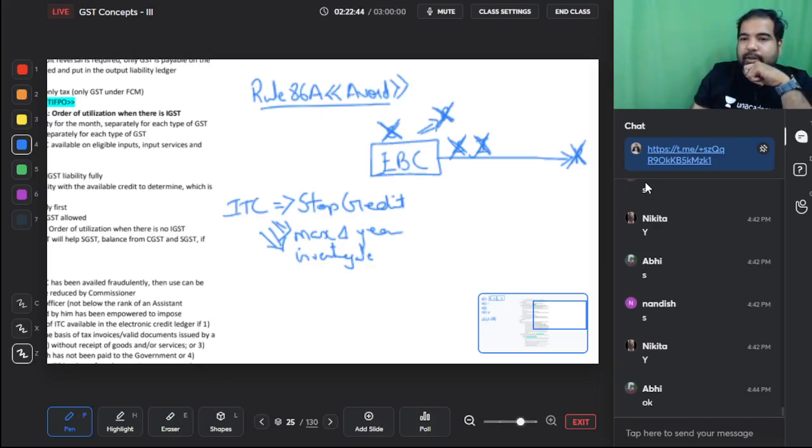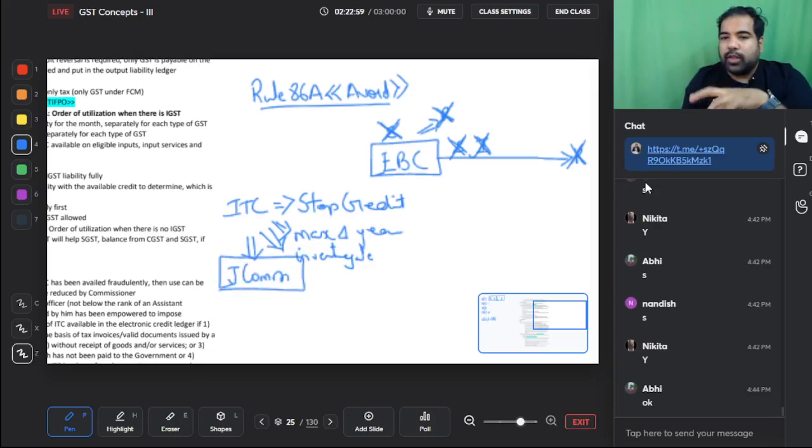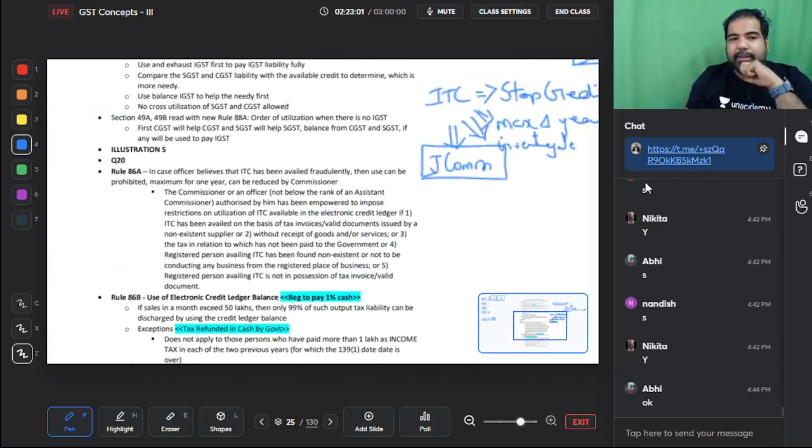That's the maximum period. But if you feel you are right and the GST officer is wrong, you can appeal to the commissioner to intervene. The commissioner is the GST officer's boss. You can appeal to the joint commissioner or higher, and he will intervene and unblock your credit. That is 86A. Please read this.